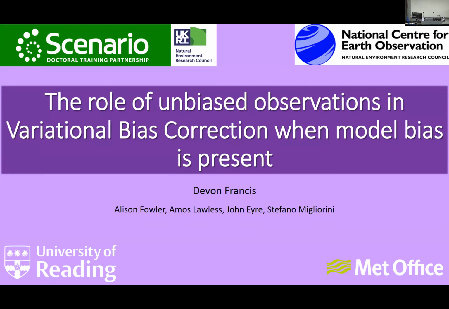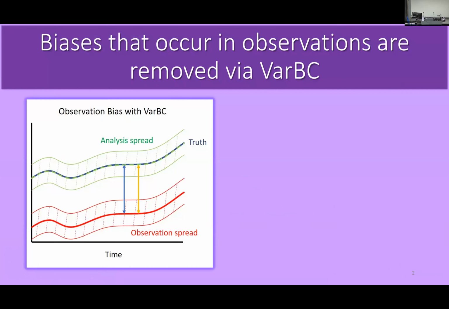I'm talking about the role of unbiased observations in variational bias corrections in models in the presence of model bias.